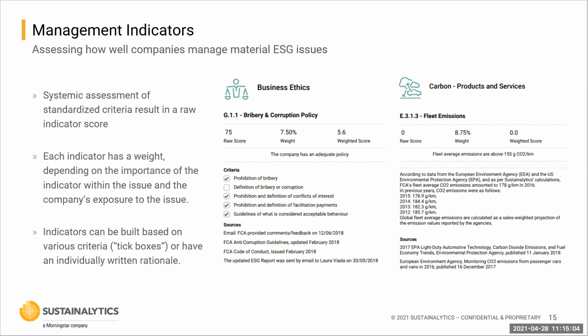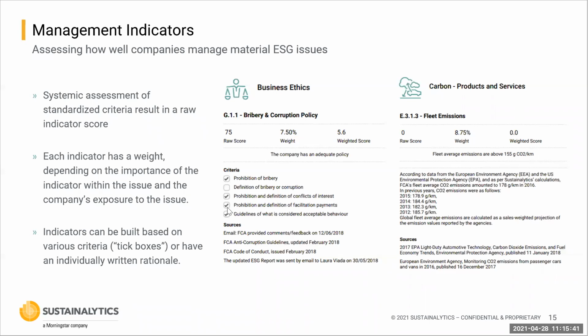across our research universe. So you'll see a raw score, again, from 0 to 100, 100 being the best, a weight. The weight indicates the level of significance that we are assigning to a particular indicator, in this case, bribery and corruption policy, and then a weighted score, which is a simple multiplication of raw score times weight. And what you see further below is the criteria that the analysts are looking at to assess the strength, in this case, of a bribery and corruption policy.